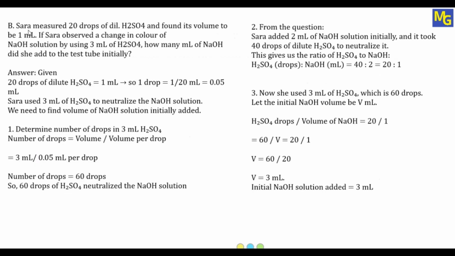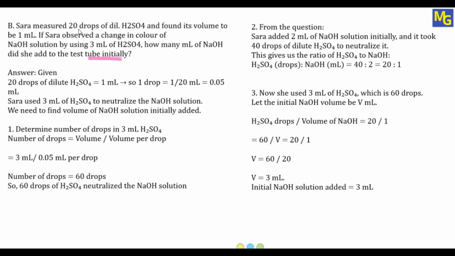Now we will see question B. Sarah measured 20 drops of dilute H2SO4 and found its volume to be 1 ml. So Sarah has measured 20 drops of dilute H2SO4 and she calculated in ml, so it became 1 ml. If Sarah observed a change in color of NaOH solution by using 3 ml of H2SO4, how many ml of NaOH did she add to the test tube initially?